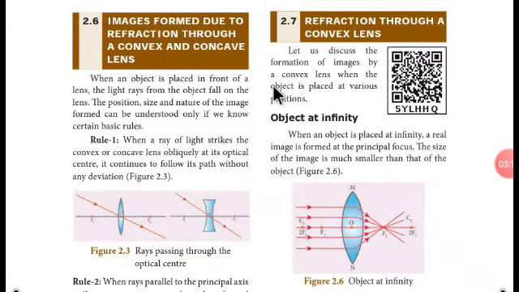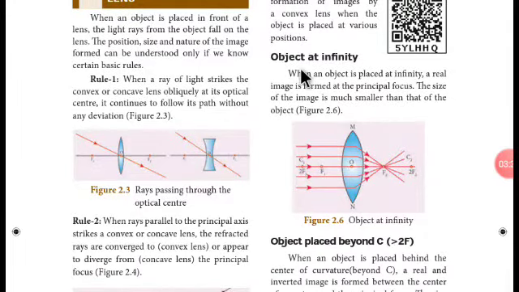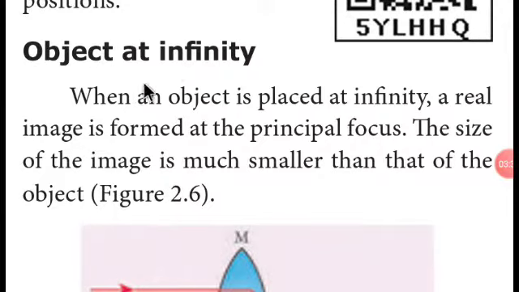Okay, we are going through the points, paragraph. Let us discuss the formation of images by a convex lens when the object is placed at various positions. Object at infinity. When an object is placed at infinity, infinity means a farther distance.